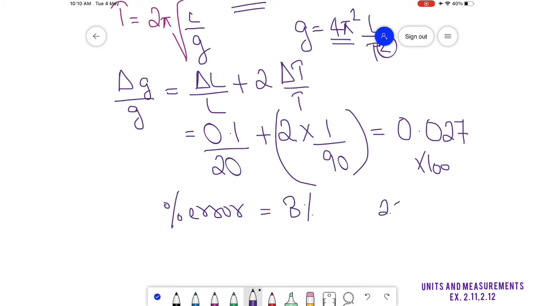But we can round it off to 3%. Why? Because it's 2.7, and the 7 is greater than 5, so we can round it off to 3.